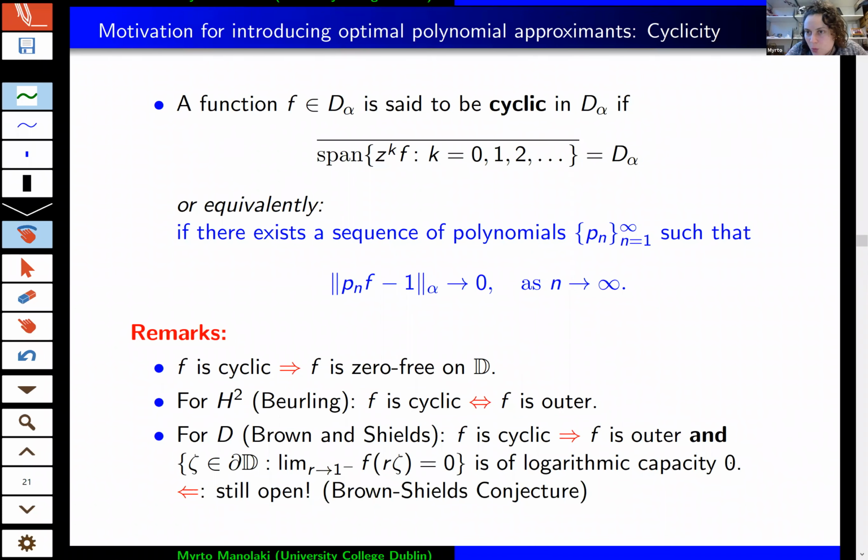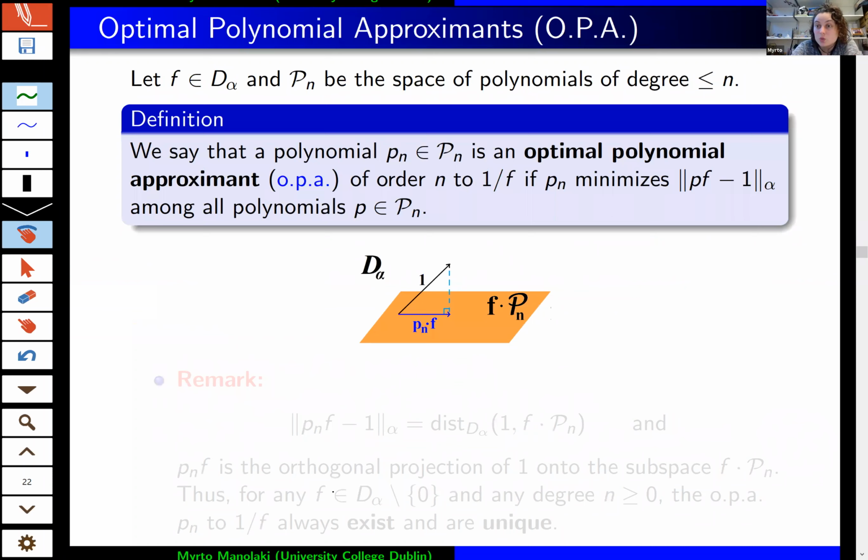And one of the biggest problems that remain open in the area, known as the Brown-Shields conjecture, is whether you have also the opposite situation. We know partial results about this. Ransford, for example, has some partial results, but still the general case is open. And that's exactly what gave rise to optimal polynomial approximants. We want to introduce a concept that will give us a full characterization of cyclic functions. This object is called optimal polynomial approximants.